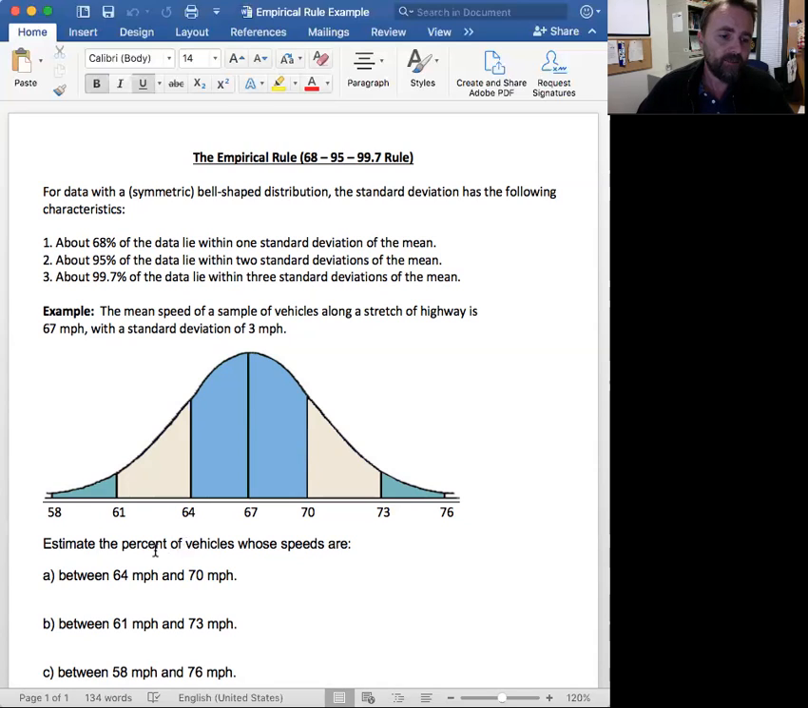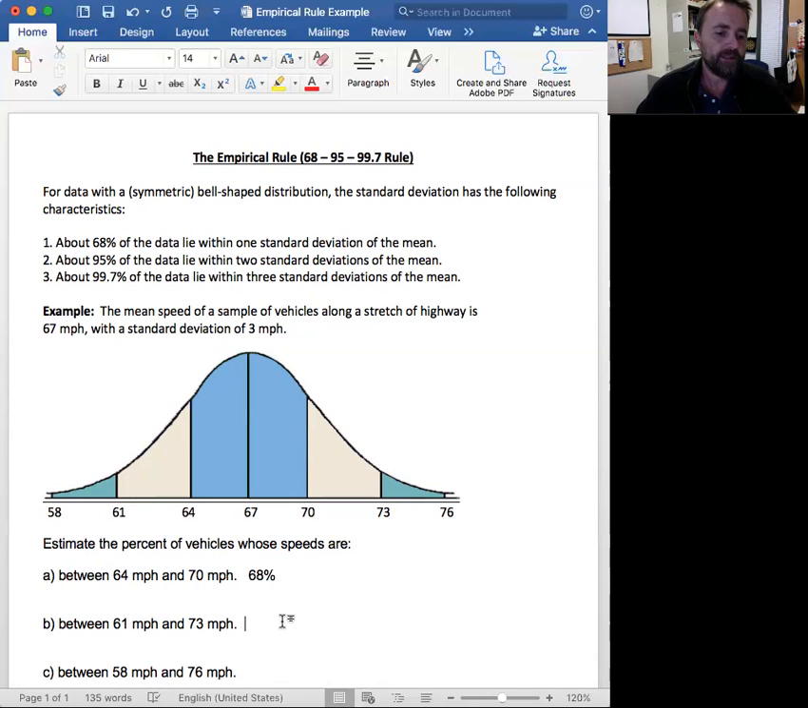So we can look at these examples. Estimate the percent of vehicles whose speeds are between 64 and 70. Okay, well there's the 64 and there's the 70. That's the one standard deviation rule, one above, one below. So that would be 68%. I could just type that in.